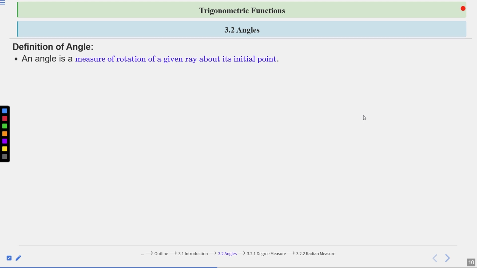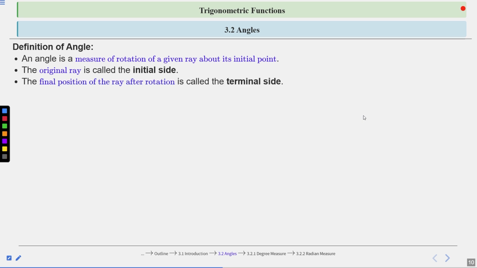An angle is a measure of rotation of a given ray about its initial point. The original ray is called the initial side. The final position of the ray after rotation is called the terminal side. And the point of rotation is the vertex.